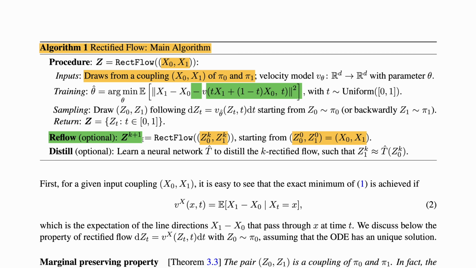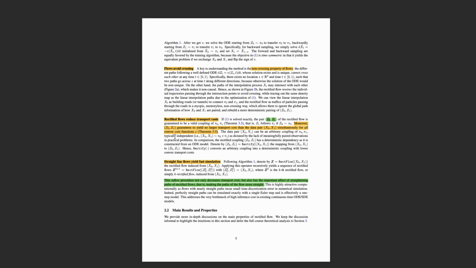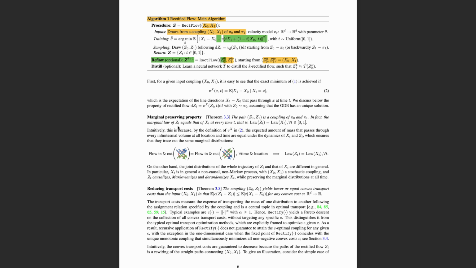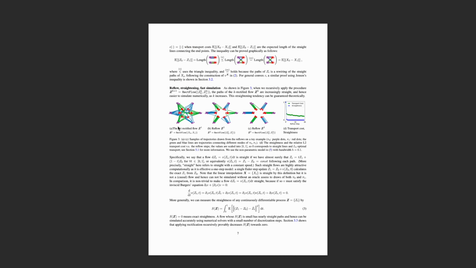But what you can do then is this reflow algorithm. It's very simple. You rerun this algorithm once again, but now instead of randomly pairing the data, you use the flow to generate the pairs. So you start from Z0, you run your ODE solver, you generate Z1, and then you retrain on that, and that's what they call the reflow. Because of all those properties we've discussed, this will make the path more straight. Let's see if we have some examples. I think we have examples below.